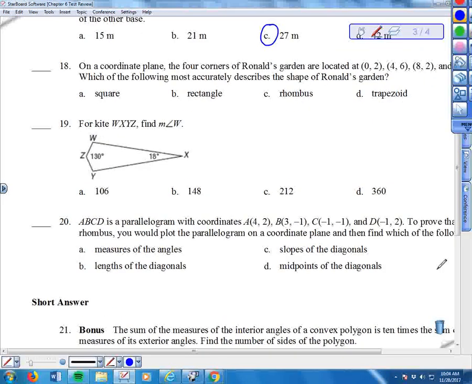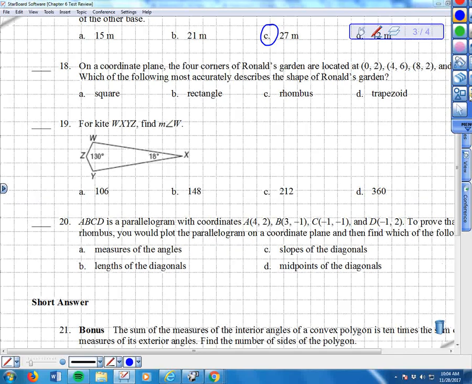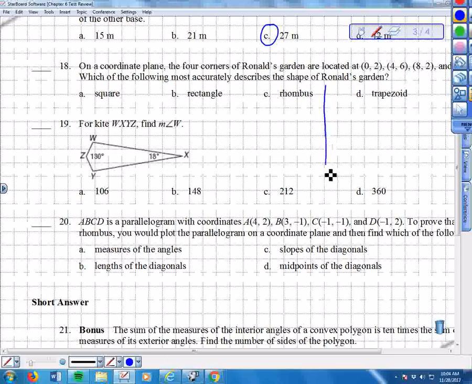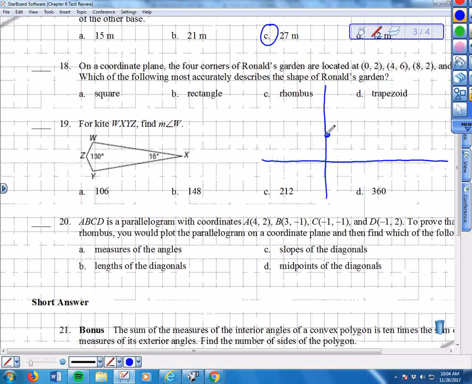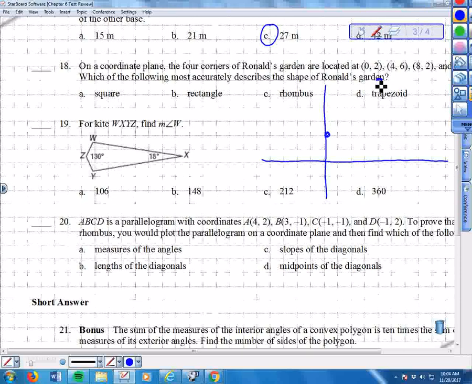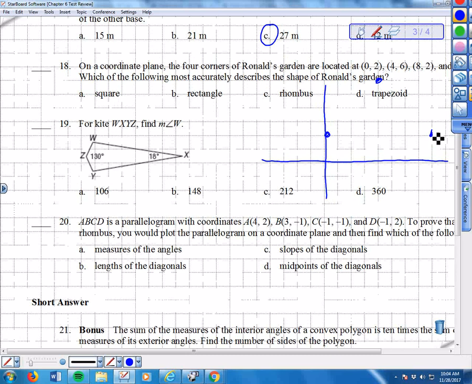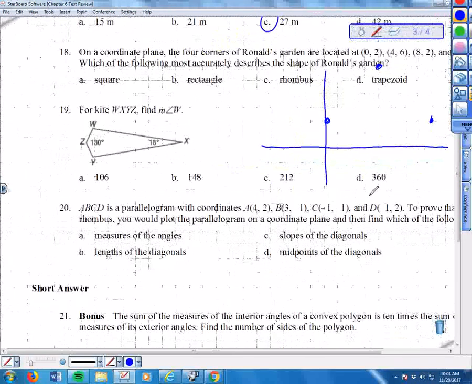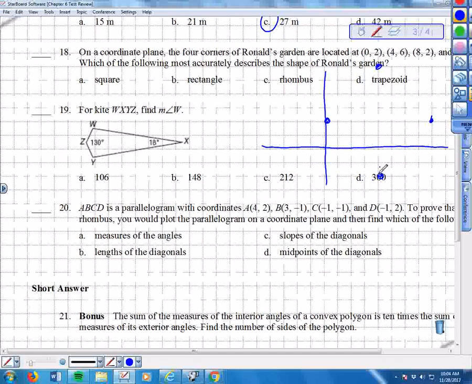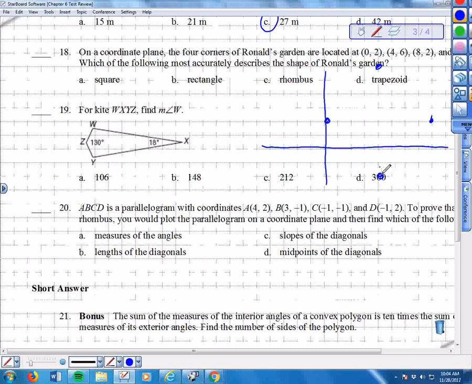On a coordinate plane, the four corners of Ronald's garden are located at (0, 2), (4, 6), (8, 2), and (4, -2). Which of the following most accurately describes the shape of his garden?